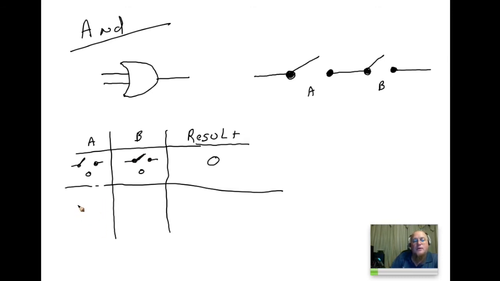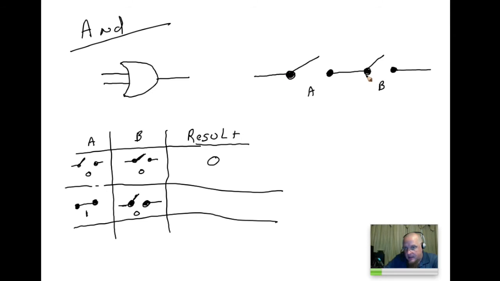So let's say A is now a 1 and B is still a 0. If I can get across A, I'm not going to be able to get across B, and therefore I can't get across. So the result is going to be 0. Okay, let's extend this down a little bit.